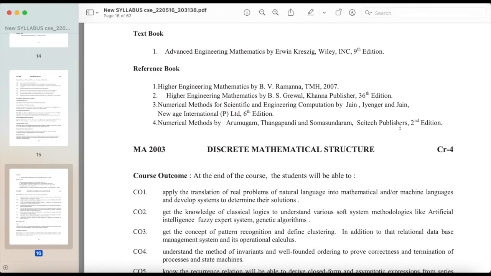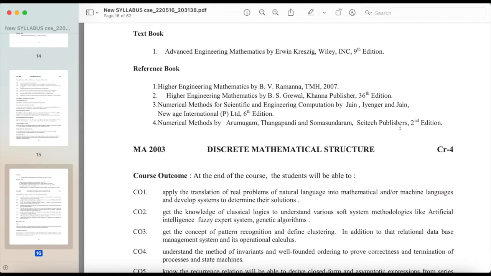80. Textbook: 1. Advanced Engineering Mathematics by Erwin Kreyszig, Wiley, 9th edition. Reference books: 1. Higher Engineering Mathematics by B.V. Ramana, TMH, 2007. 2. Higher Engineering Mathematics by B.S. Grewal, Khanna Publishers, 36th edition.